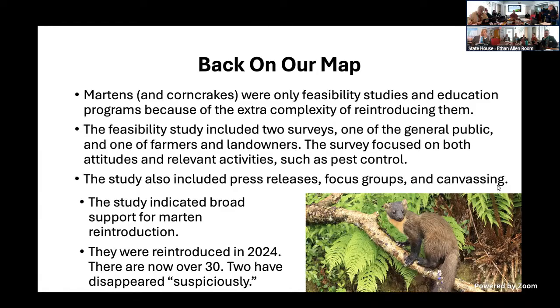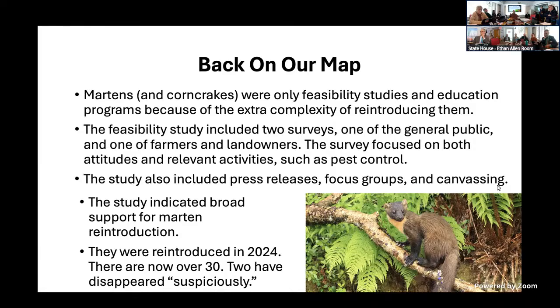Most particularly, I'd point to the feasibility study, giving out 2 surveys. One to the people of the region in general. How do you feel about having pine martens back? What are your priorities about it? And one focused specifically on interested parties, farmers and landowners. Pine martens, they're not very big. They don't take sheep or anything like that, but they would eat chickens.